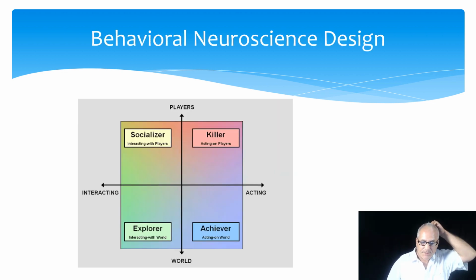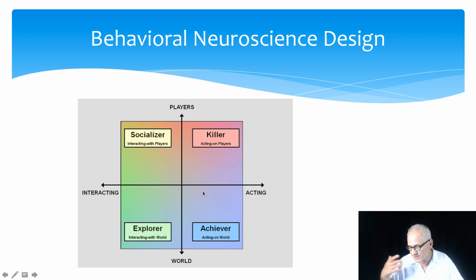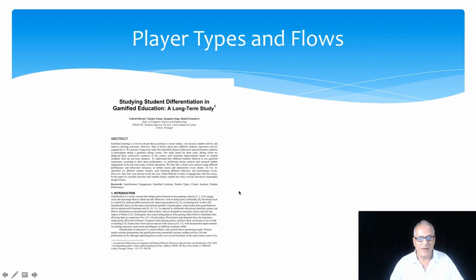And our last little part of the talk is to talk about behavioral neuroscience design, and that is how we set up these games. You've got to remember Richard Bartle's idea of different player types: socializers, killers, explorers, and achievers. So think about the educational game you're building as having elements that appeal to socializers and competitors, explorers, etc. So the game isn't good for just one type of person.